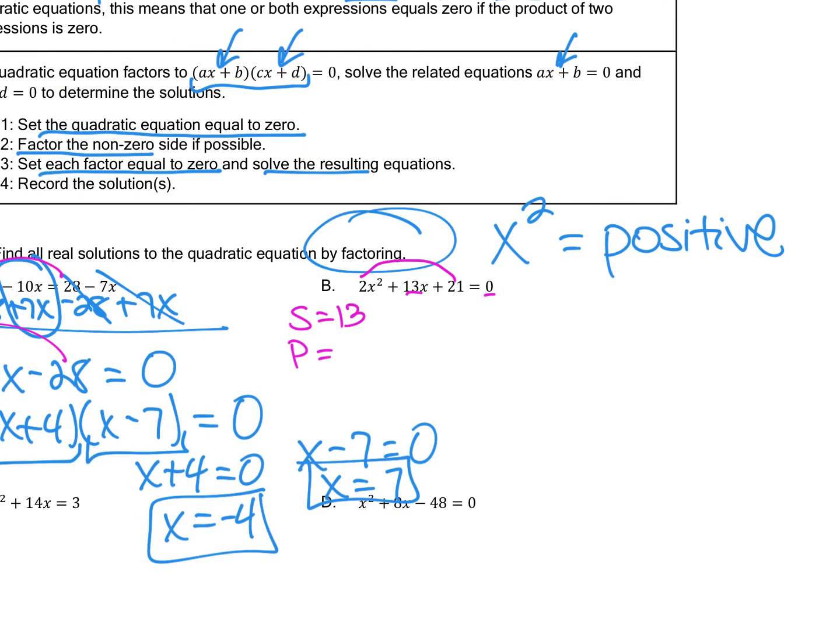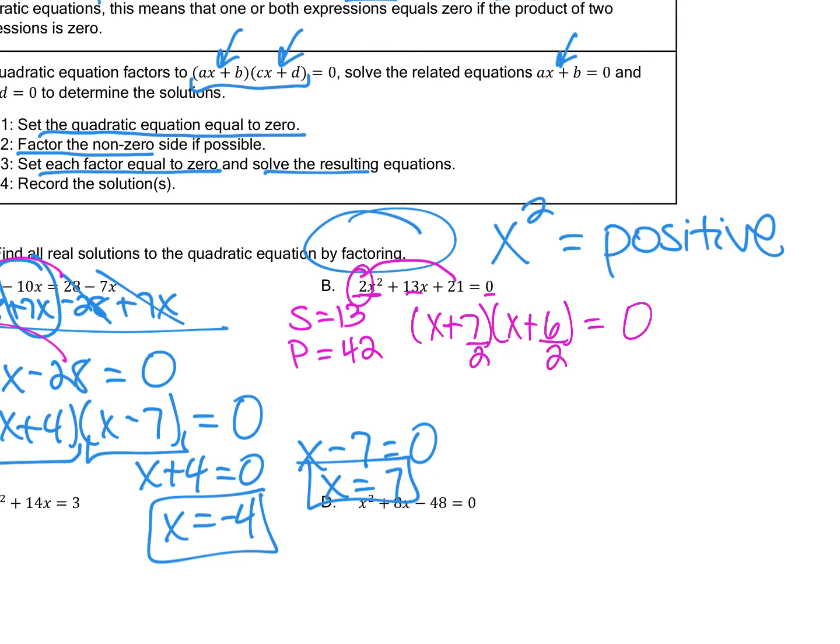But this is a 2, so 2 times 21 is 42. So we want to find two numbers that add to 13 and multiply to 42. So that would be 7 and 6. Now, notice we're not getting what we started with. When we multiply the first two, we don't get 2x squared. So we, remember, have to use the swing method.